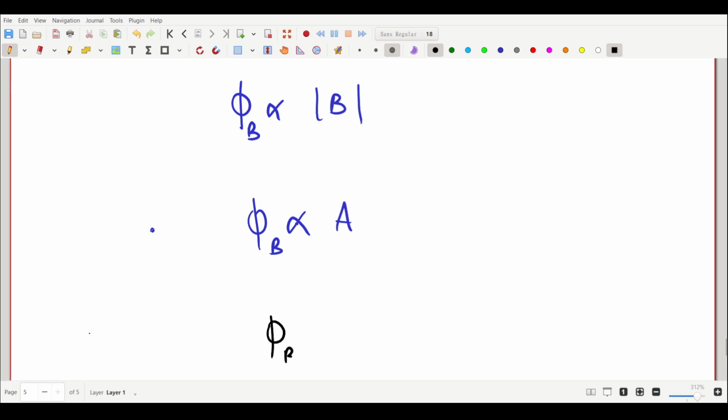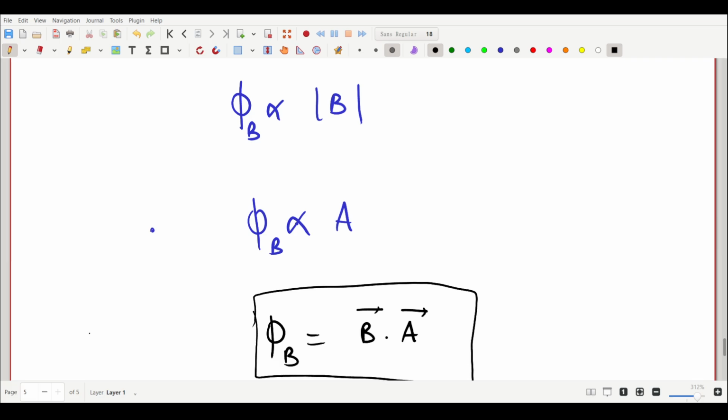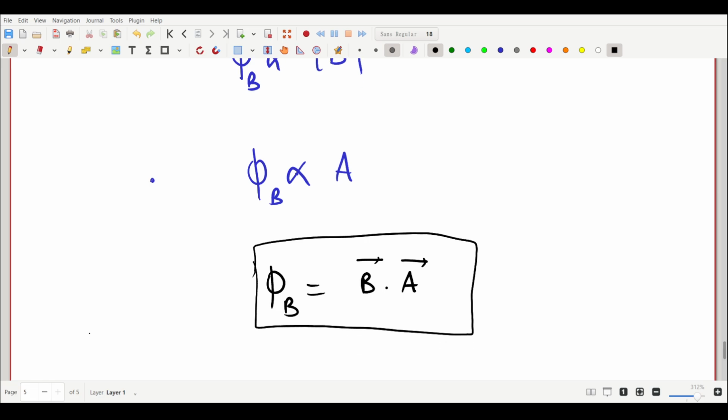Phi B equals B dot A. So is that fine if I write phi m or which one? Okay, you can write phi M also, but NCERT does not show it with M. It shows magnetic field with capital B. So always show the magnetic field with B and electric field with E.